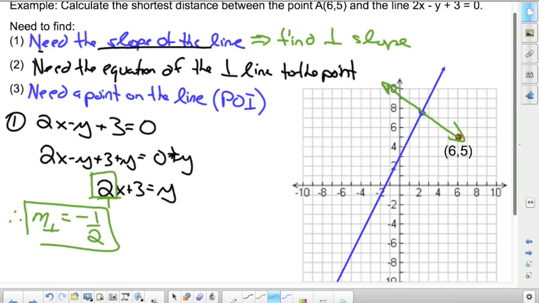And again, if we have that visual, we can kind of see it. At least we got the sign right. It's negative. It seems somewhat flat. A half is pretty flat, so we kind of know we're on the right track. How do we get number 2 now? How do we get the equation of this line?